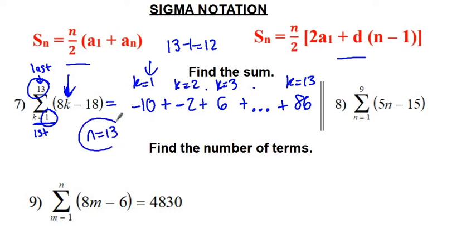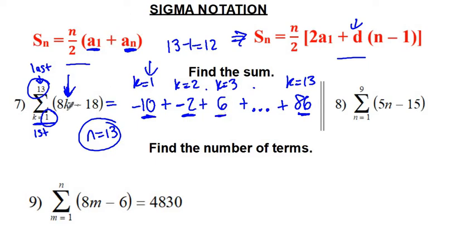So n is 13. There's going to be a first term of negative 10. We have that. And a last term of 86. We have that too. We also could have used this one by using the common difference. You might notice the common difference from negative 10 to negative 2 is 8. From negative 2 to 6 is 8.